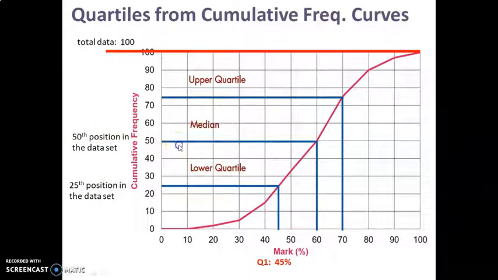The 50th position in the data set is the median, and the 75th position in the data set is the upper quartile. We can see them here.